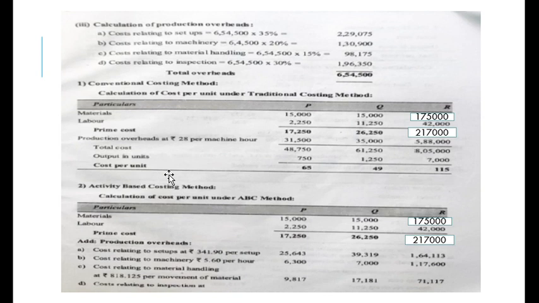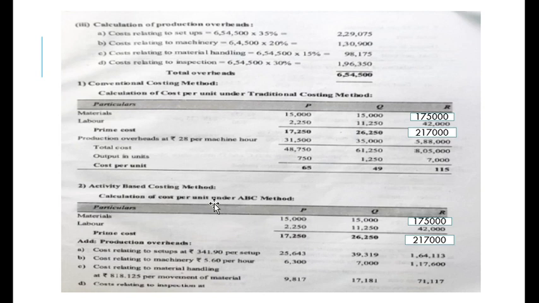As they have asked us to calculate cost per unit, we'll be dividing by the number of units, which is 750 for P, for Q 1,250, and for R it is 7,000. So total cost 48,750 divided by 750 will give us 65 for P, and for Q 61,250 of total cost divided by the total units 1,250 will give us 49, and for R 8,05,000 divided by 7,000 units will give us 115. So the same thing, then they have asked us to calculate activity based costing.